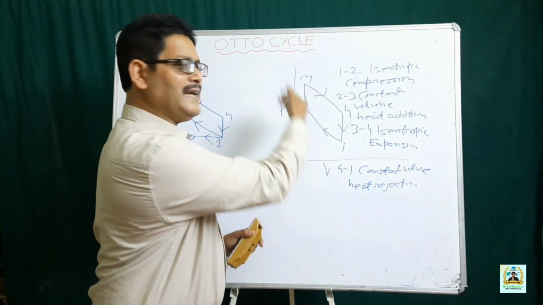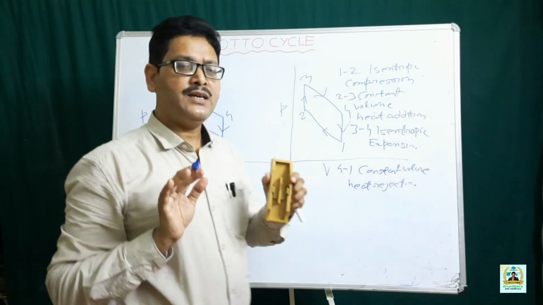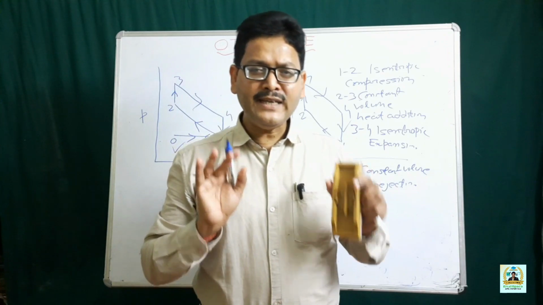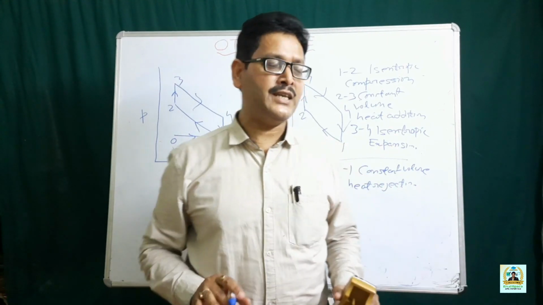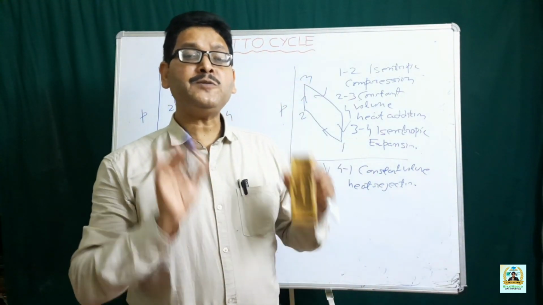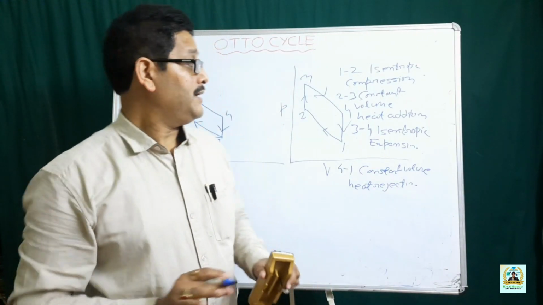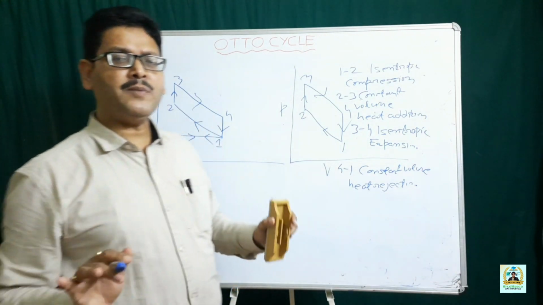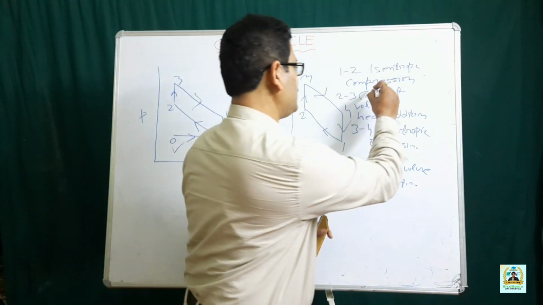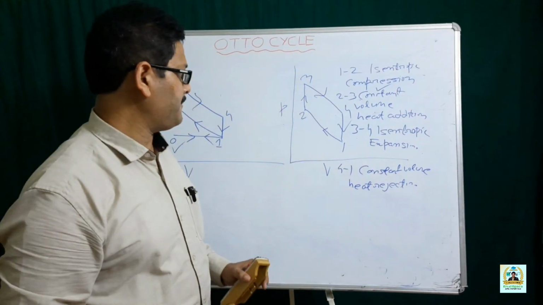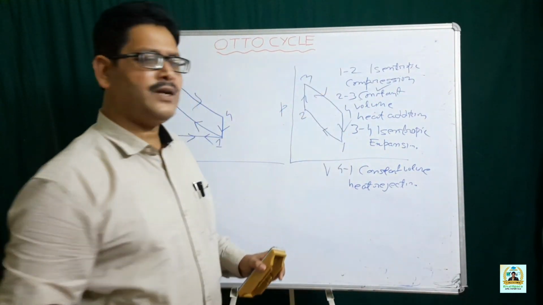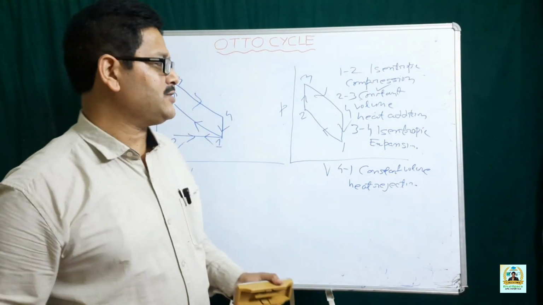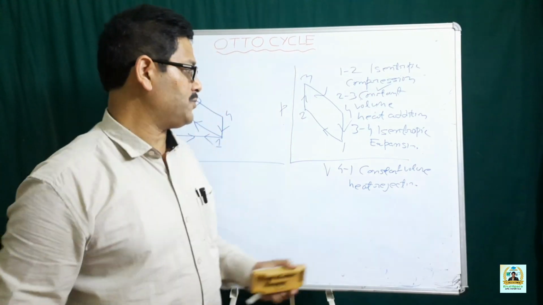2-3, heat addition is taking place at constant volume, because all of us know that to ignite the charge in case of a petrol engine, the spark plug gives a spark, and that spark is given instantaneously, so the volume remains almost constant, and you consider this to be a constant volume process. As far as 3-4 is concerned, it is again an isentropic expansion or reversible adiabatic expansion process.